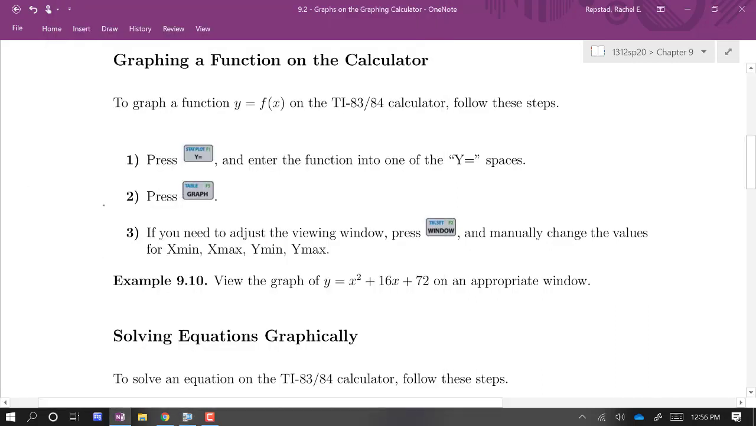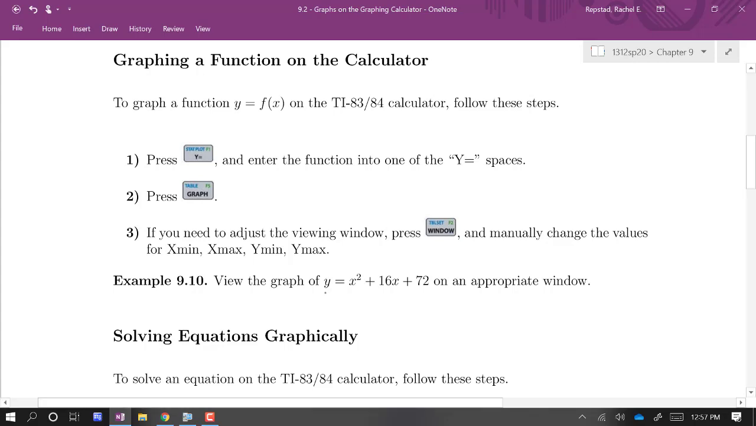Now, usually the default is to graph it on the window from -10 to 10 on both axes. But that's not always an appropriate window. So after I look at the graph of a function on the standard window, I might do some tinkering with the window to make sure I get a good view of what this function is actually doing.